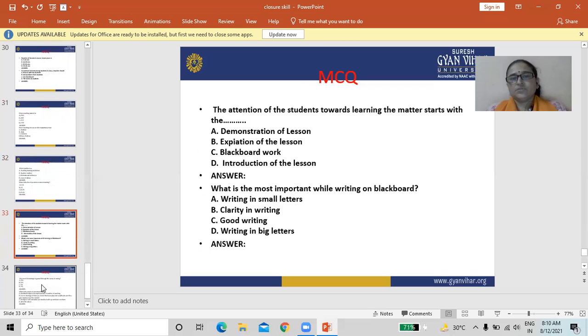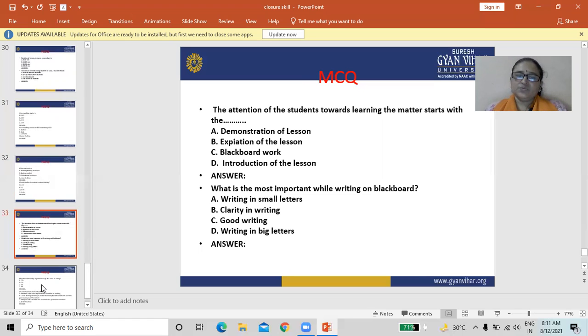Next MCQ. The attention of the students towards learning the matter starts with the, fill in the blank: option A, demonstration lesson. Option B, explanation of the lesson. Option C, blackboard work. Option D, introduction of the lesson. Choose the appropriate answer. You have 4 options.